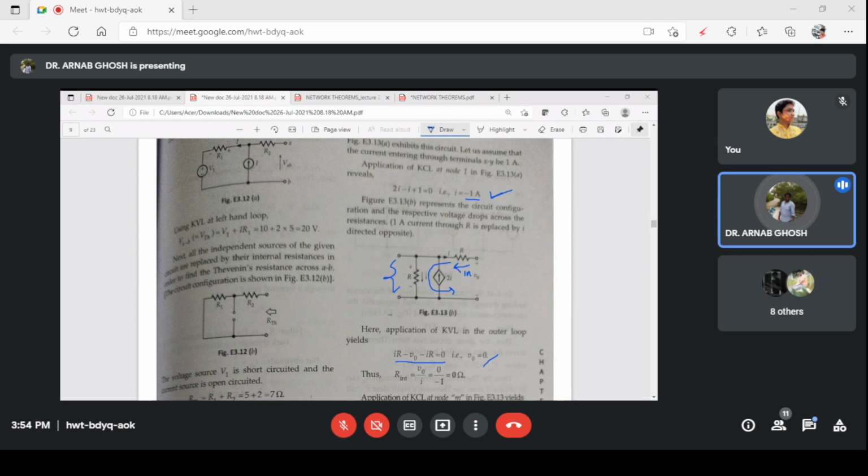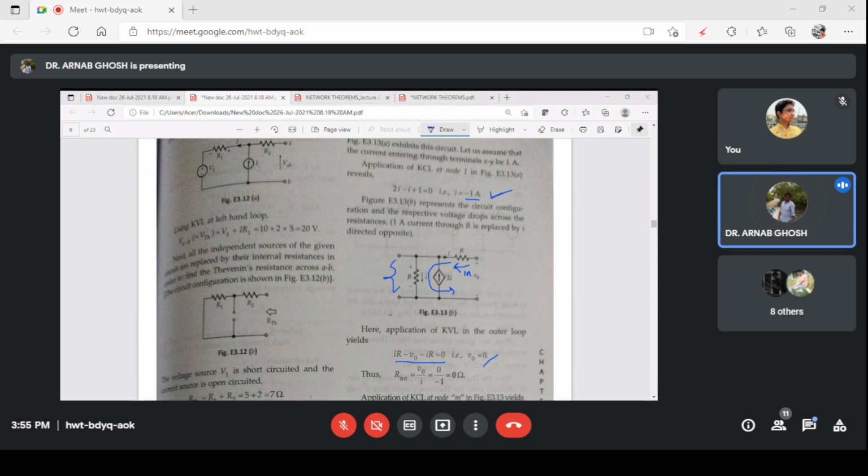And your I, we have considered this as 1. So based on Thevenin's theorem for dependent sources, your RTH should have been equal to VOC by I, so this is equal to 0 by 1. The resistance is coming out to be 0. The RTH resistance is coming out to be 0. This is the internal resistance or RTH. So is this clear now? The value of internal resistance.